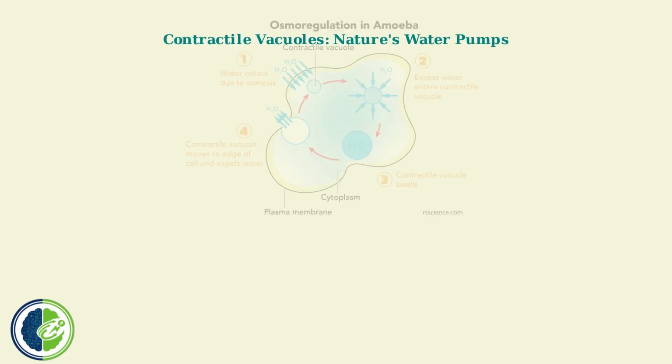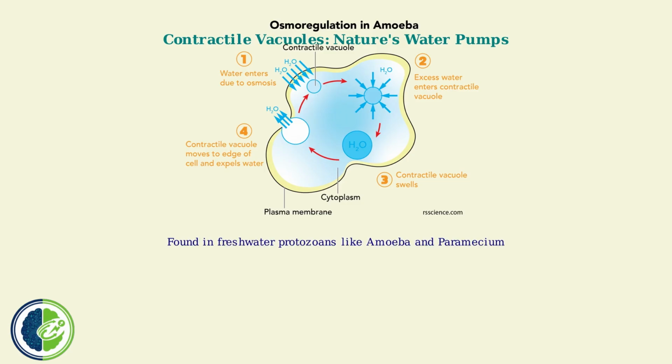Think about this. Imagine you're a tiny organism living in a freshwater pond in Lagos. Water keeps rushing into your body because of osmosis. Without a way to pump out this excess water, you'd burst like an overfilled water balloon. This is where contractile vacuoles come to the rescue.